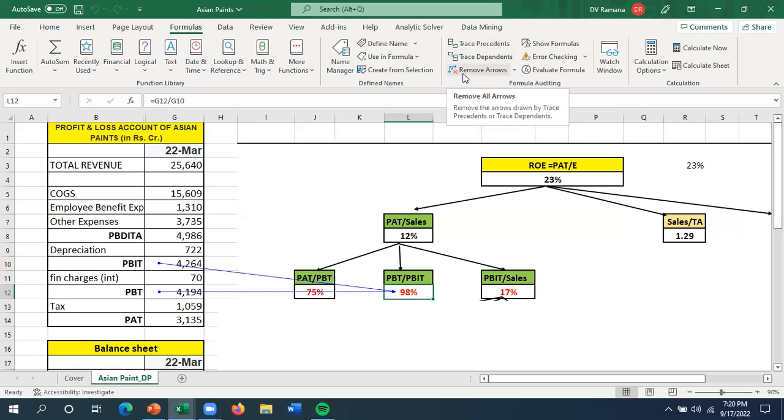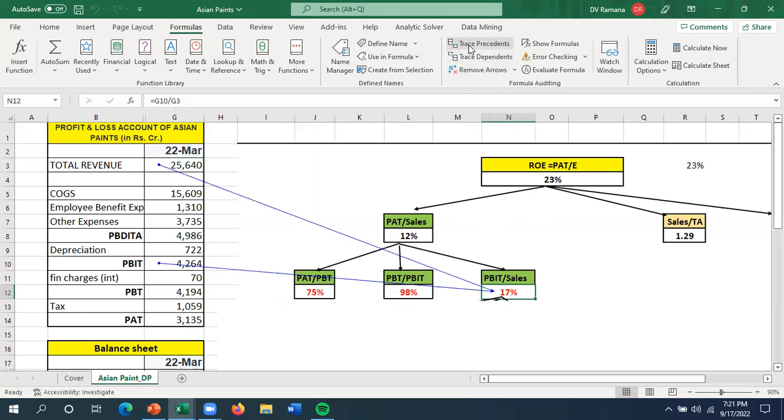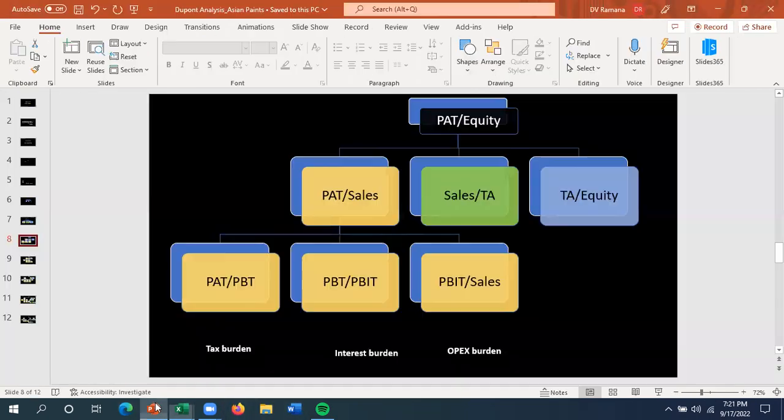If the interest burden is also in line with the industry, and the tax burden is also in line with the industry, then maybe the problem is somewhere in the expenses: COGS, employee cost, other expenses, depreciation. So in this example, PBIT by sales is 17%, so 83% of the sales go out in the form of expenses. That is why the DuPont framework says it's now time to examine this OPEX burden.